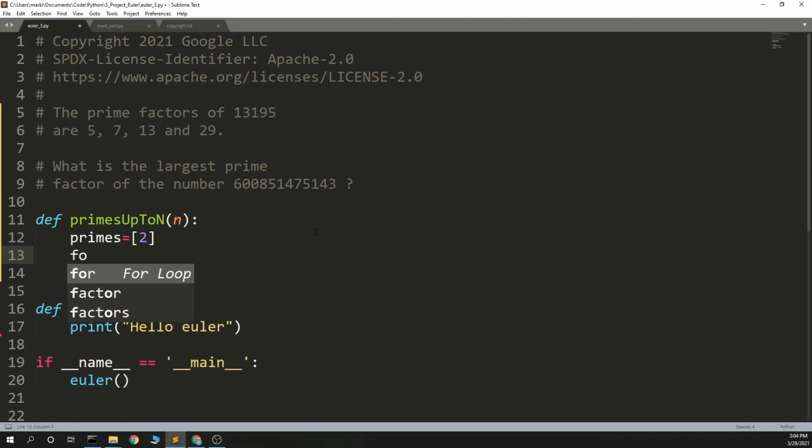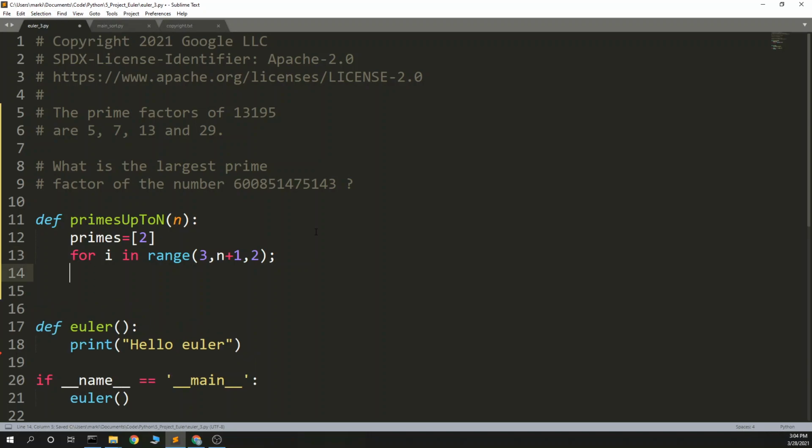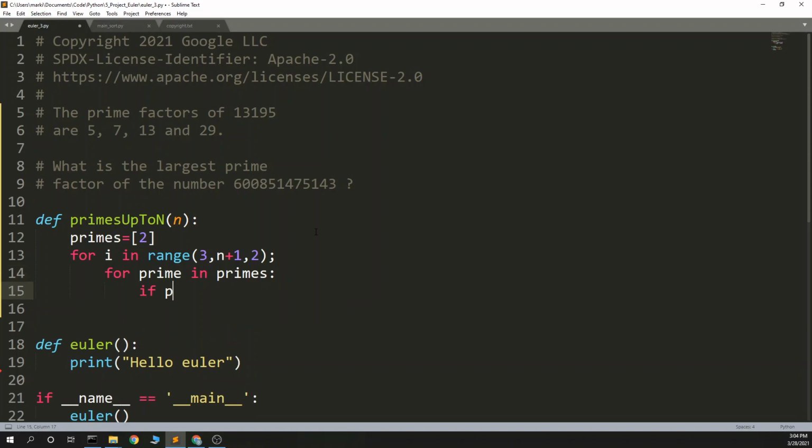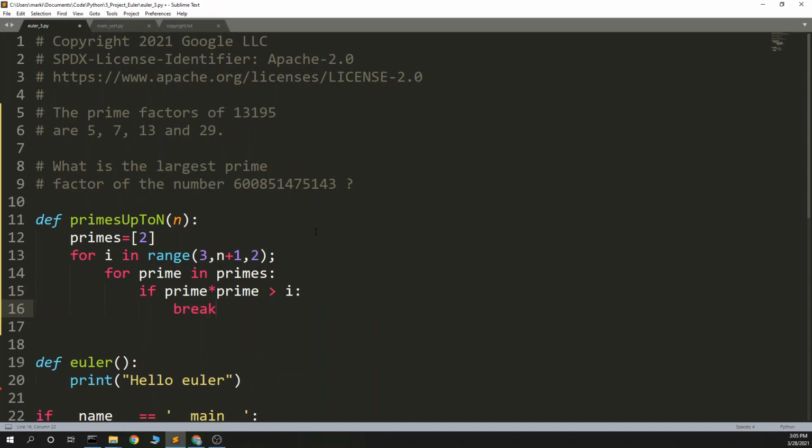For I in range 3 to n plus 1 by 2. Now let's see. For prime in primes, so we'll loop through all the previous primes. If prime times prime is greater than I, break from this loop because we're greater than the square root.